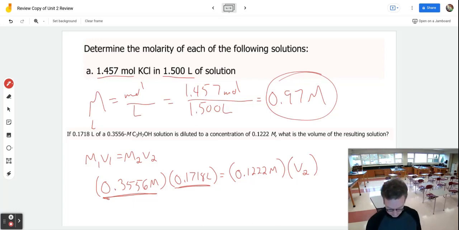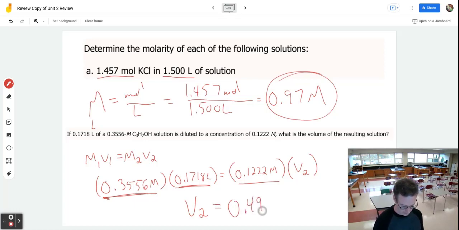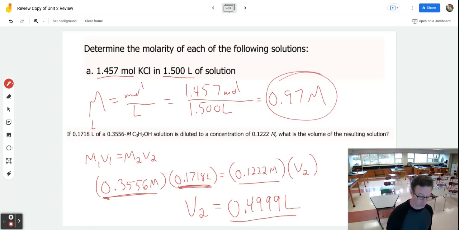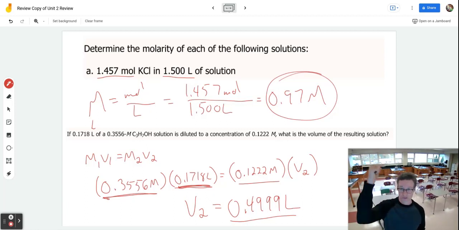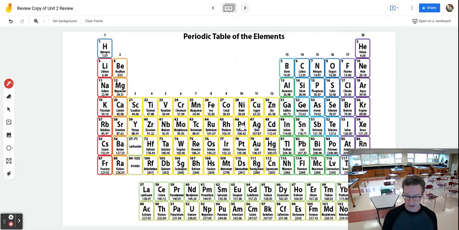When I do all this out, I find that the volume, so I multiply the left side together, divide it by 0.1222, and I get 0.4999 liters. I started at 0.17, I ended up at almost 0.5, so the volume went up, which is what I expected based on the fact that the concentration went down. So the concentration went down, the volume went up. That suggests that I set it up right and did the math. Okay.